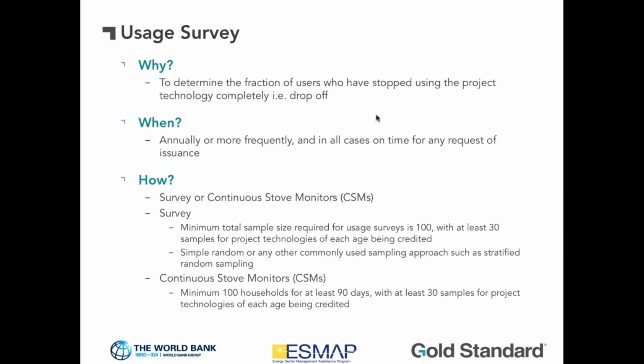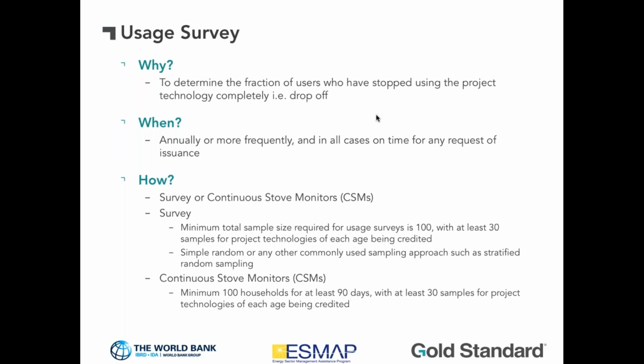Another important component of this methodology is the usage survey, and the aim of this survey is to determine the fraction of users who have stopped using the project technology completely. That is to determine the drop-off rate. The frequency for this is that it has to be carried out annually, or more frequently in case there is a request for issuance. So, for example, if there is a biannual request for issuance, then it has to be carried out every time there is a request for issuance.